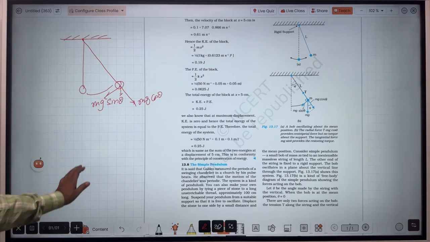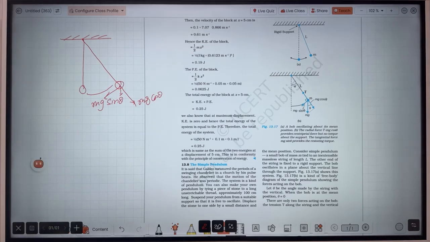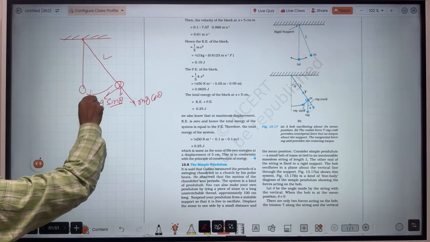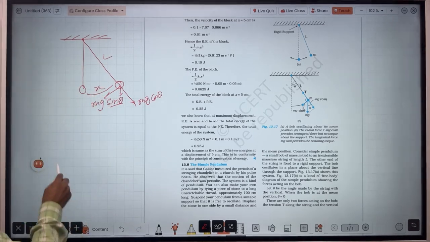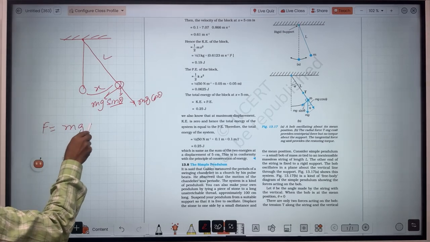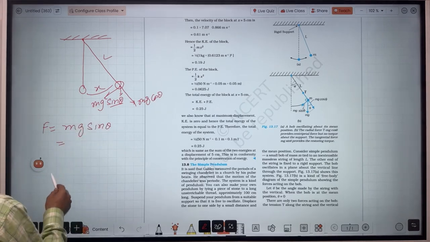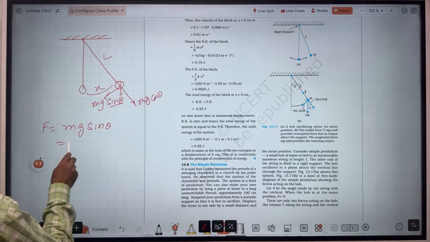And then we make certain assumptions, that when theta is small, then sine theta becomes theta. So this is length L, this is X. We can write the restoring force F equal to mg sine theta, right? So it should be negative. Why? Because this is a restoring force and it acts against the displacement.